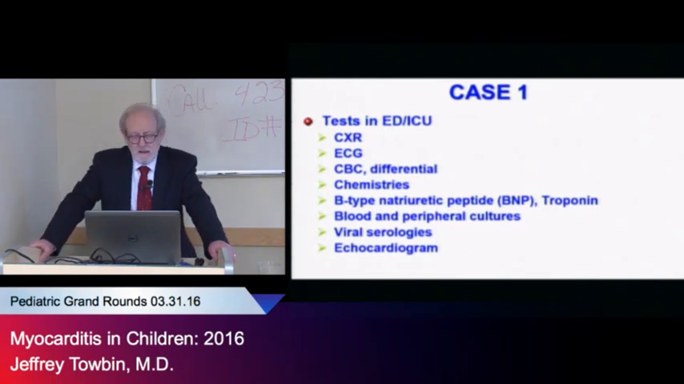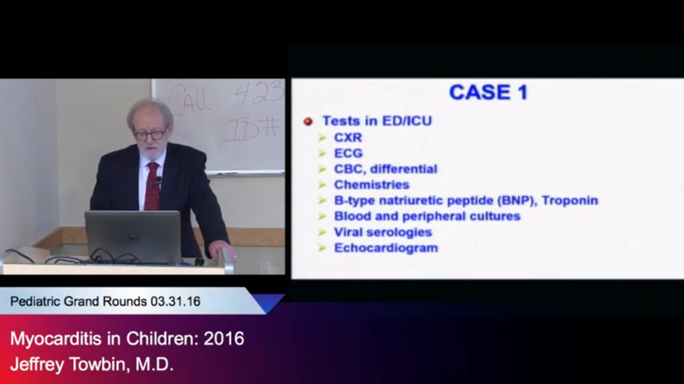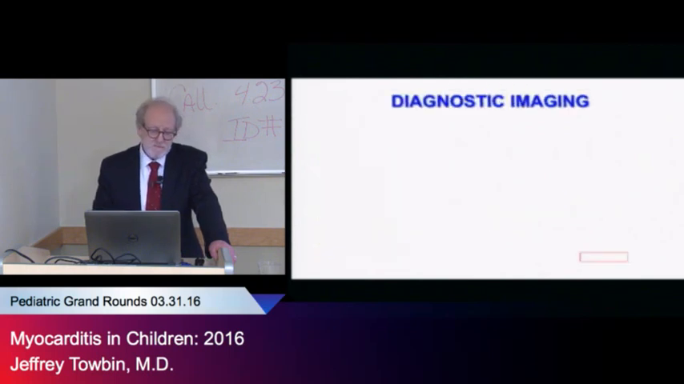So in the ED, between the ED physicians and the consulting cardiologists, a chest X-ray was performed, an electrocardiogram, a CBC, and chemistries. The cardiologist suggested a B-type natriuretic peptide, or BNP, and a troponin. There were cultures sent from the blood and from urine and other peripheral sites. Viral serologies were sent, and an echocardiogram was requested.